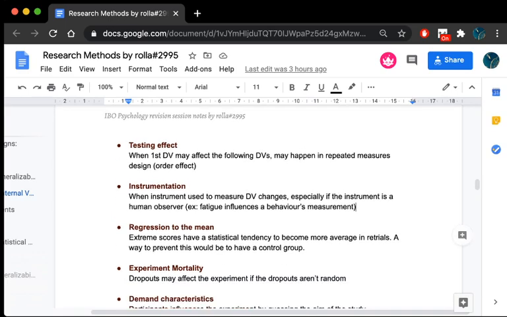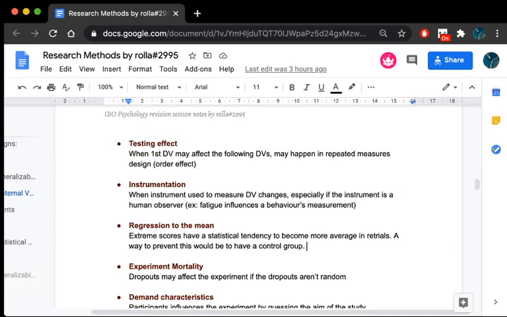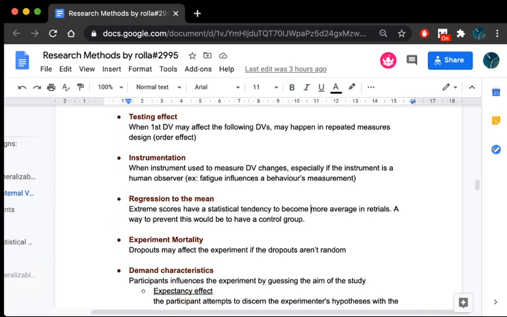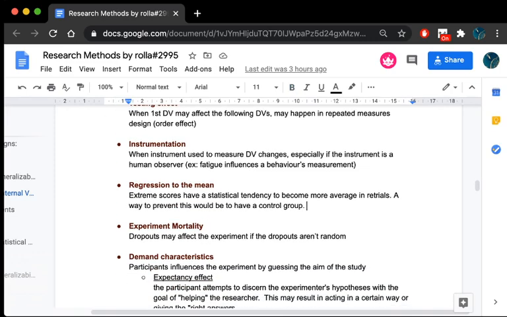So maybe the confident people might be more careless. The less confident people might be more anxious, so their results worsen, or maybe a lot of things can happen.